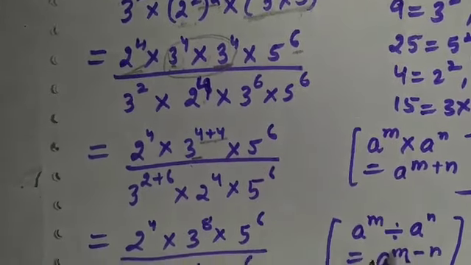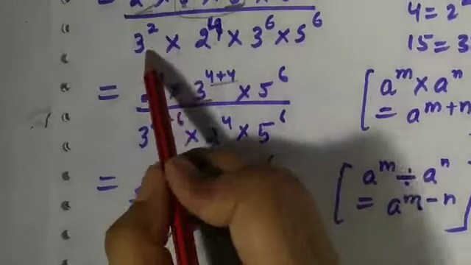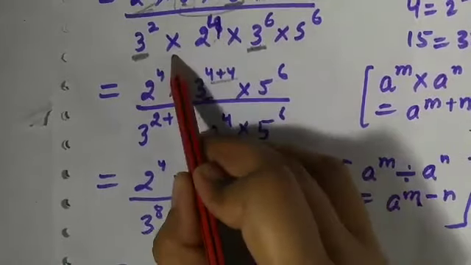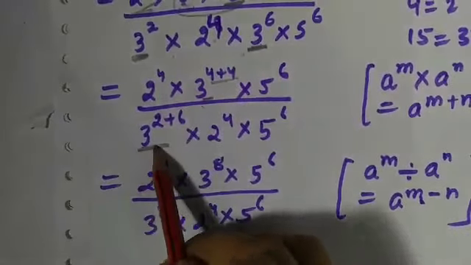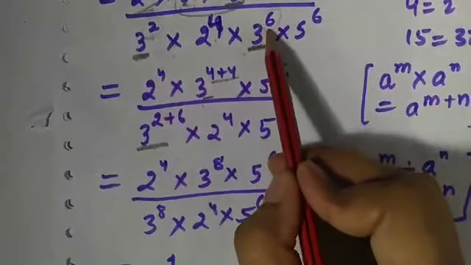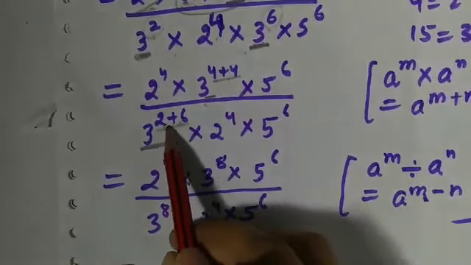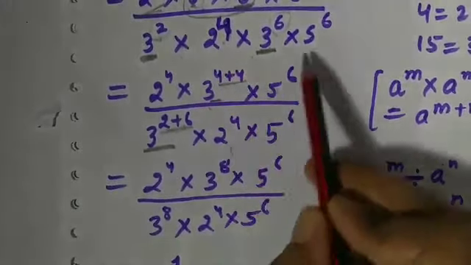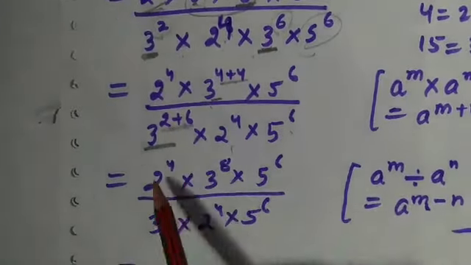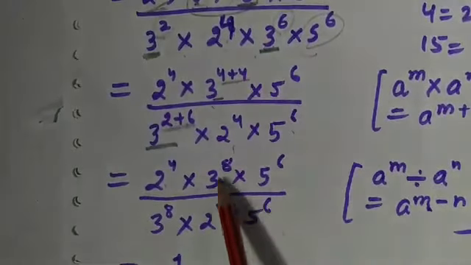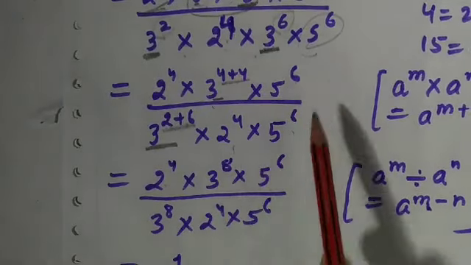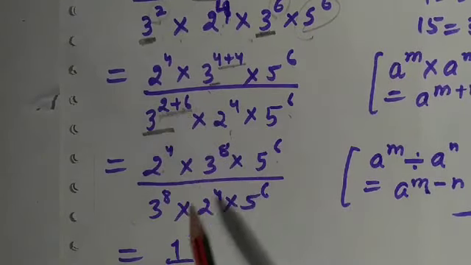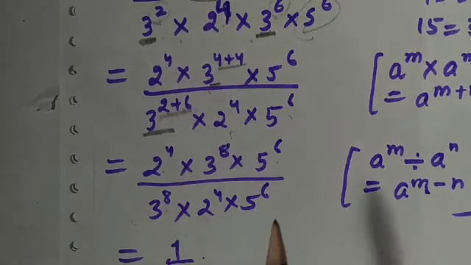5 raised to the power 6. Again here 3 raised to the power 2 and here we have 3 raised to the power 6. We have multiplication and the same base, so the powers get added. It has power 2 and it has power 6, so the powers get added. It will be 2 plus 6. 2 raised to the power 4 will remain the same and this will remain the same. Now 2 raised to the power 4, and 4 plus 4 is 8, so it will be 3 raised to the power 8, 5 raised to the power 6, and in the denominator 3 raised to the power 8 because 2 plus 6 is 8, and all other terms remain the same.